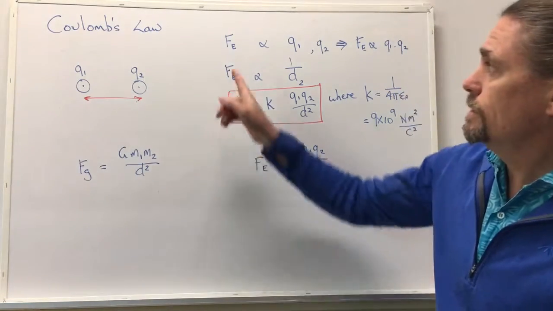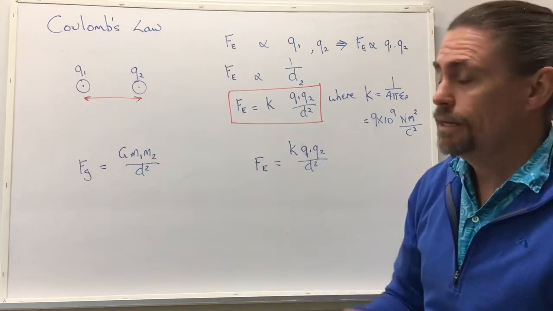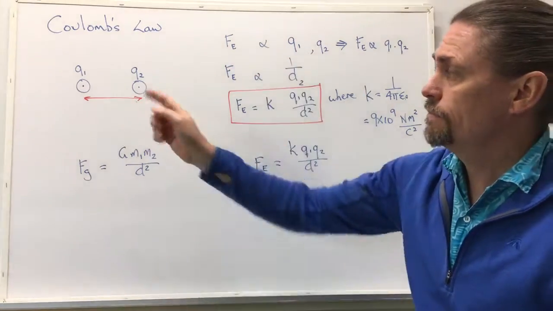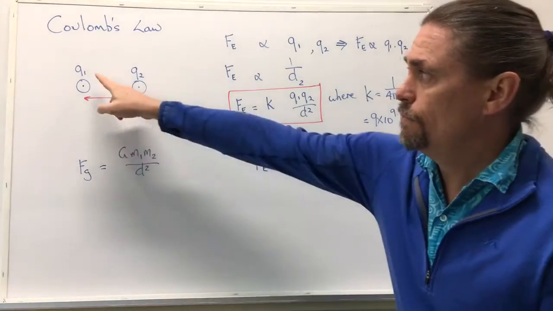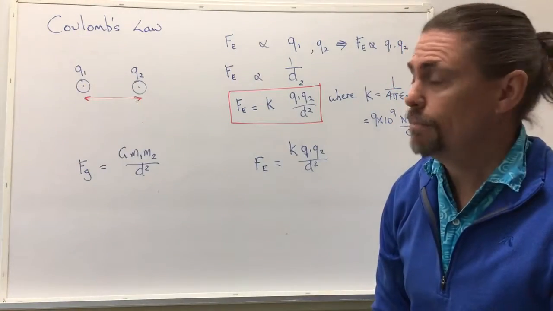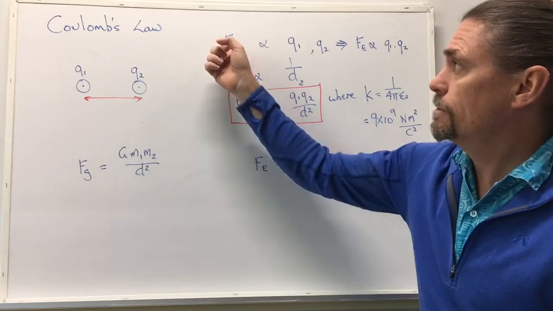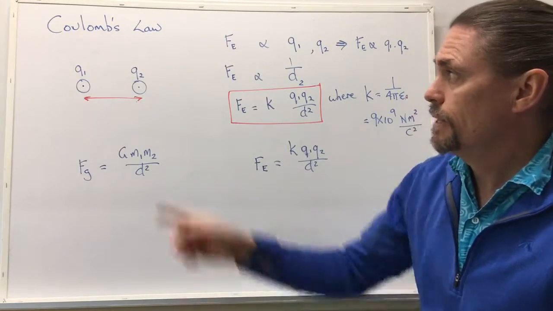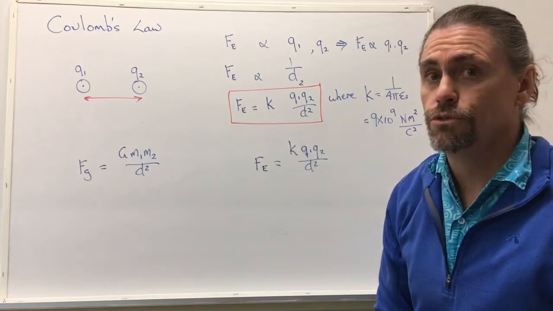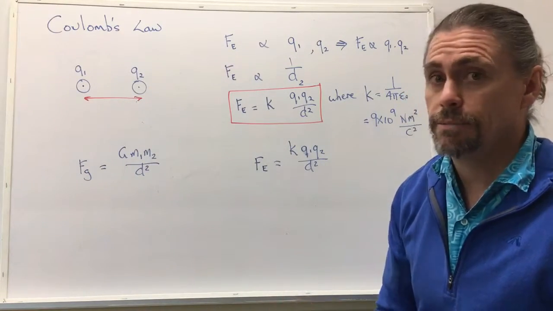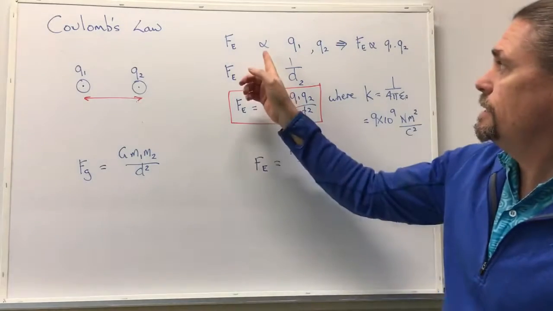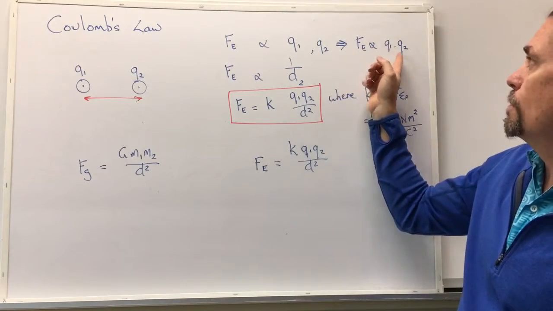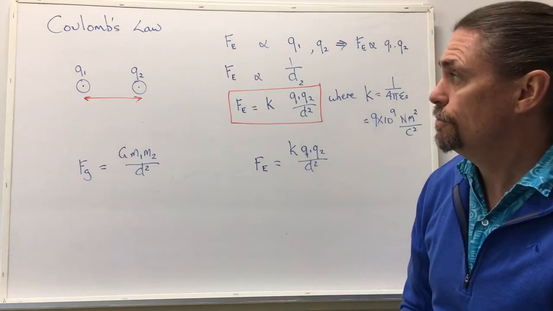And what he found was that this electrostatic force of attraction or repulsion was dependent on the size of each of those charges. So in other words, if we increase Q1 by a factor of 2, the electrostatic repulsion would also be increased by a factor of 2 as well. And similarly, if we increased Q2 by a factor of 2, the same thing was found. So what he said was that this electrostatic force is proportional to the product of Q1 and Q2.